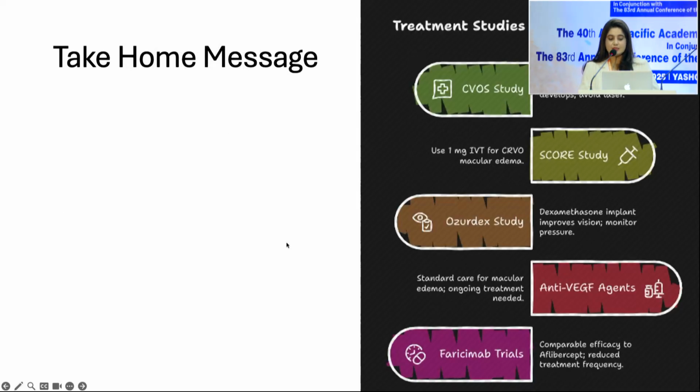So my take-home message is to perform PRP only after neovascularization develops and avoid laser in macular edema. We can use 1 mg IVTA for CRVO macular edema. Dexamethasone implant can also be used to improve vision, but we have to monitor the IOP. Also, anti-VEGF is now the standard of care, and there are various treatments still being studied, and the recent faricimab trial has shown comparable efficacy to aflibercept for reducing macular edema in CRVO.